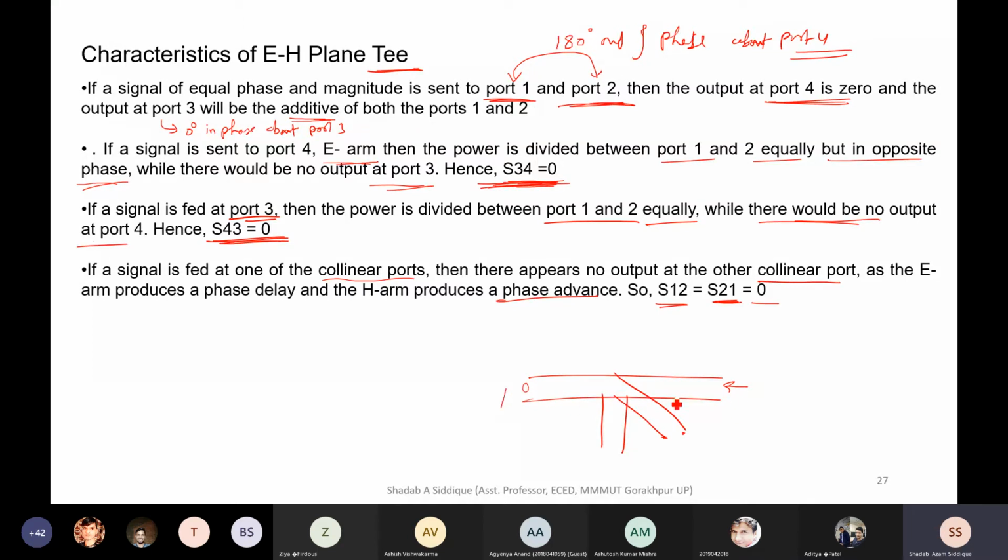Suppose this is port 1, this is 2, this is 3, and this is 4. If you are applying input at port 2, you will not get output at port 1. If you are applying input at port 1, you will not get output at port 2. Similarly, S12 and S21 should be equal to 0. So from this we can conclude: S12 is equal to S21 is equal to 0, and S34 is equal to 0, S43 is equal to 0. That is the characteristic we have, subject to the conditions.